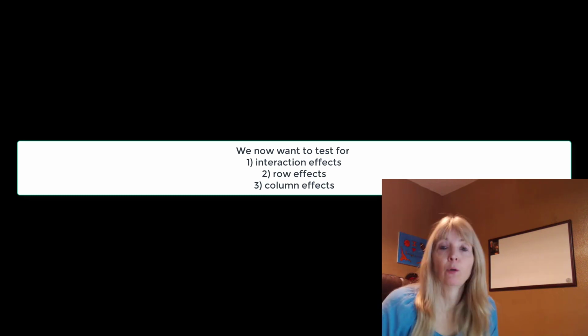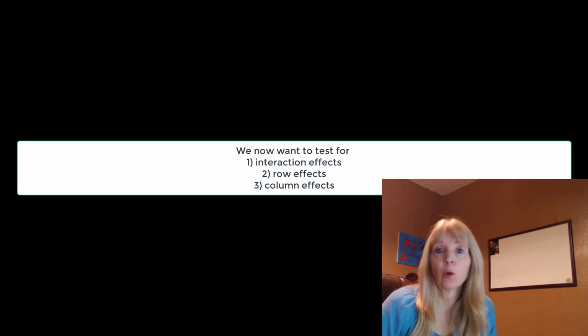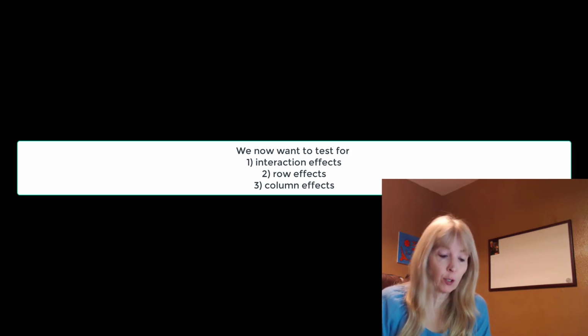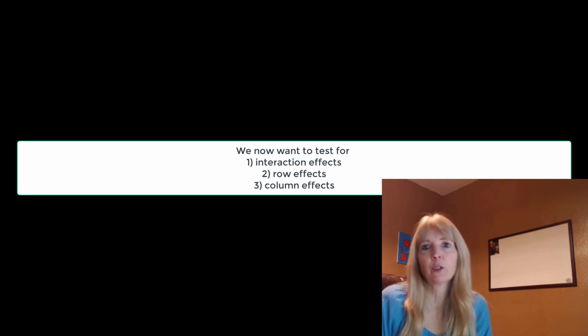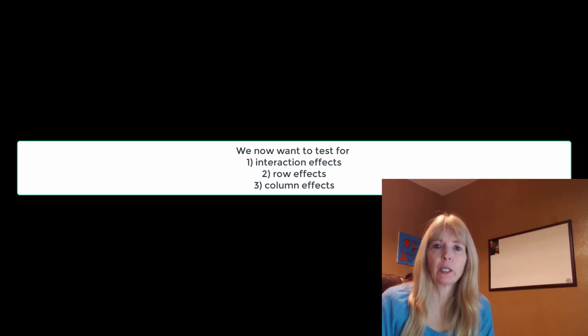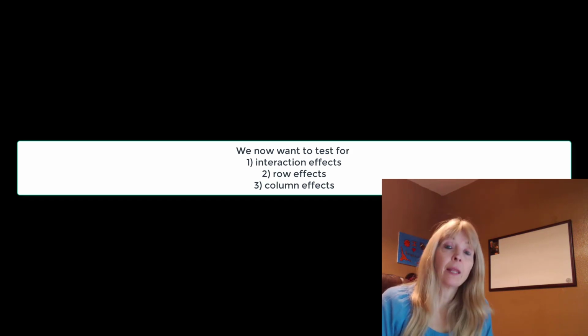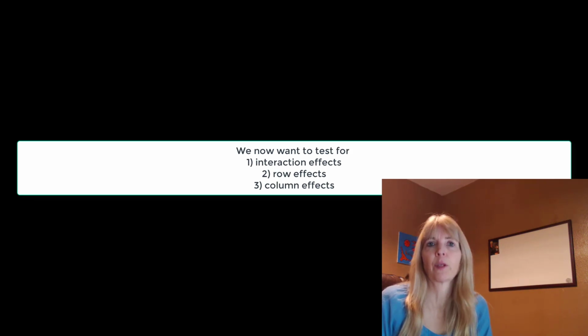This video is going to show you an actual example of factorial design where now we're going to test to first see if there's any interaction between two different treatments. And then if there's not, we can continue on with the test. And then we will test to see if the means are different for the rows and then the means are different for the columns. Enjoy.